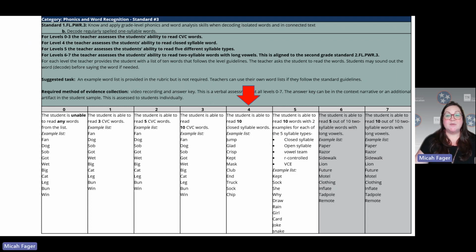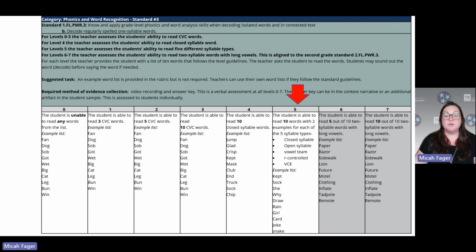If a student is able to read 10 closed syllable words correctly, then the student work sample is a level 4. If the student is able to successfully read all 10 closed syllable words, then the teacher does not need to upload evidence of correctly completing levels 0 through 3.